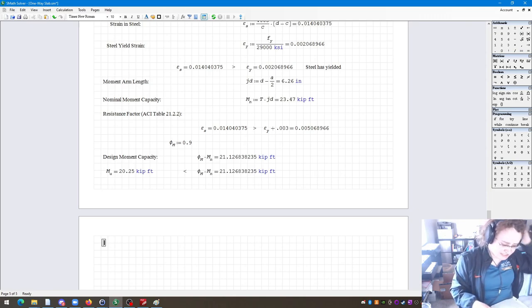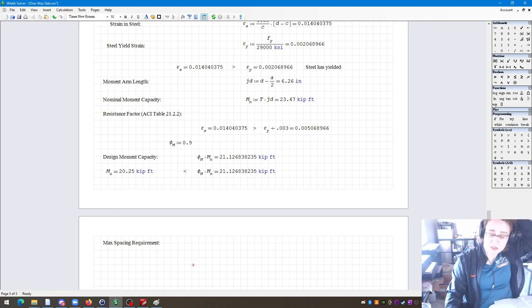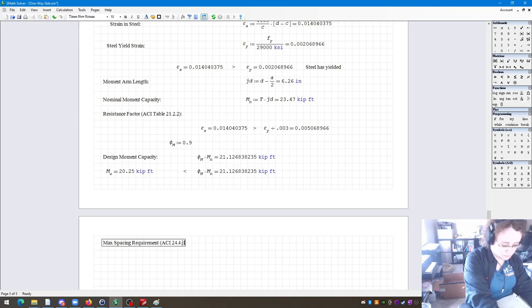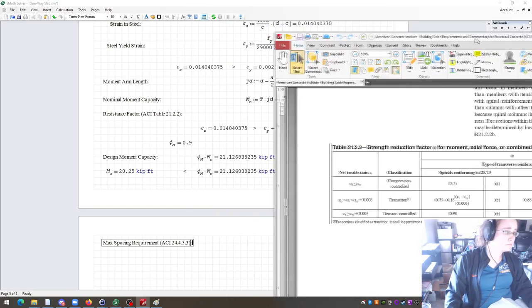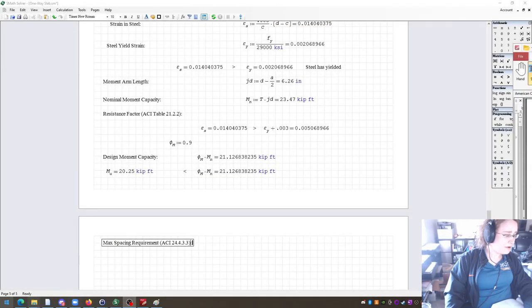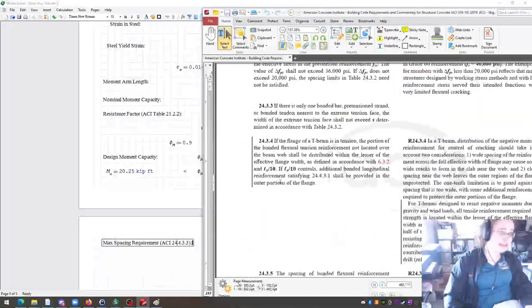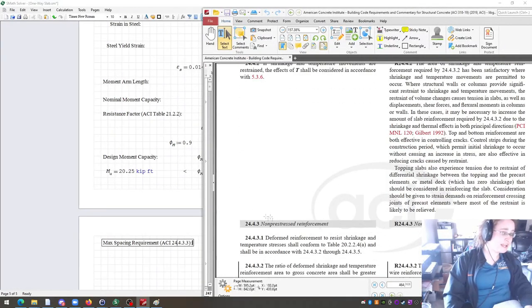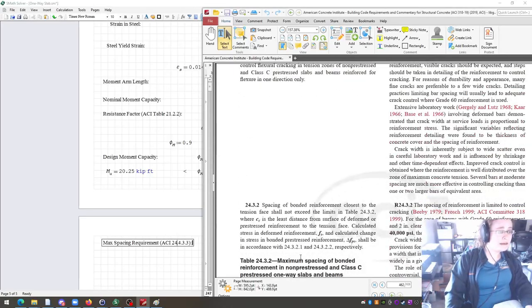Now, before I select a bar size, I would like to look at my max spacing. And this is ACI 24.4.3.3. So let's go there. Now we want to find the maximum spacing, and 24.4.3.3, if we look at this carefully, doesn't actually apply to our case here. That deals with shrinkage and temperature reinforcement. Rather, what applies is right here.